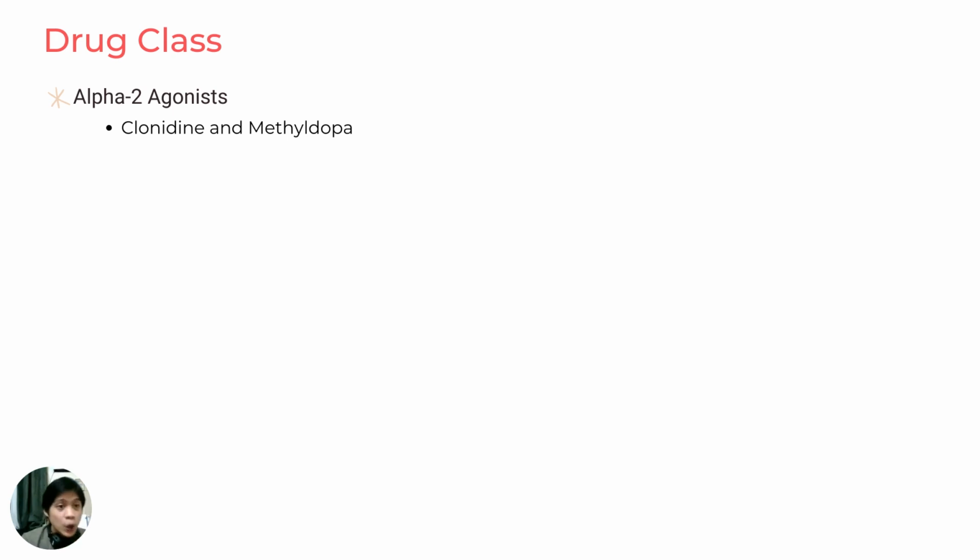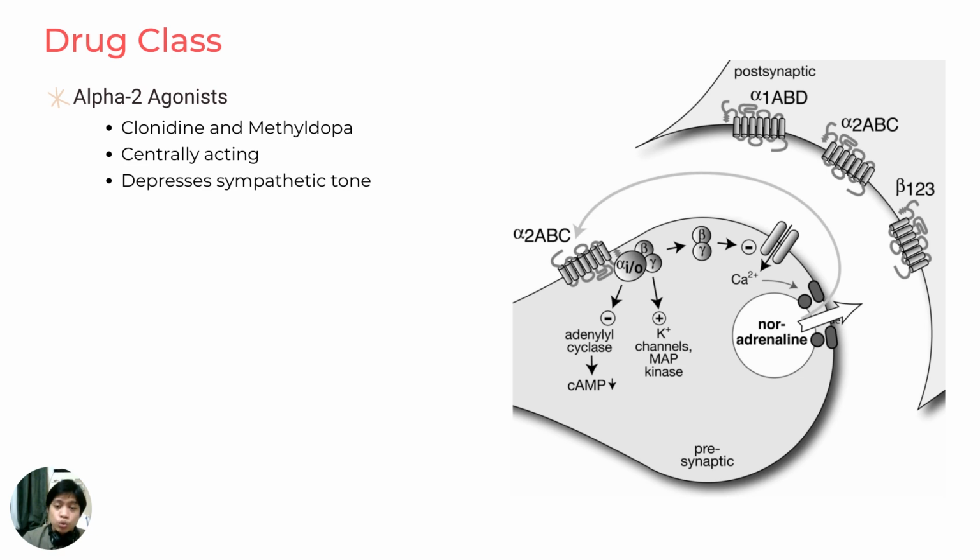Okay, next would be alpha-2 agonists. Examples of alpha-2 agonists are clonidine and methyldopa. So they are centrally acting, which means they act on the level of the brain stem, and even neurons higher up. And their end effect would be to depress the sympathetic tone.